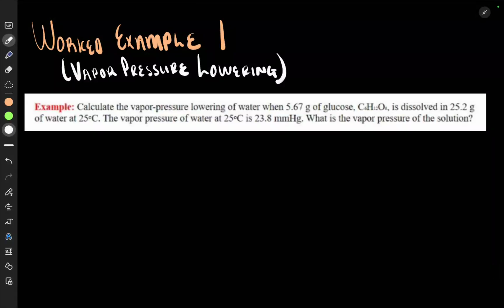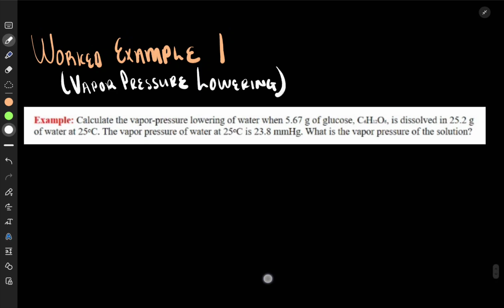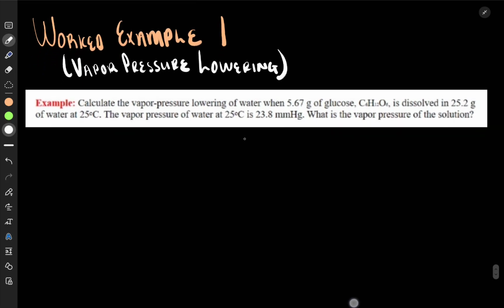All right, so let's see what the first worked example wants. This is a vapor pressure lowering example. It says calculate the vapor pressure lowering of water when 5.67 grams of glucose is dissolved in 25.2 grams of water at 25 degrees Celsius. These are standard conditions, right? The vapor pressure of water at 25 degrees Celsius is 23.8 millimeters of mercury, right?